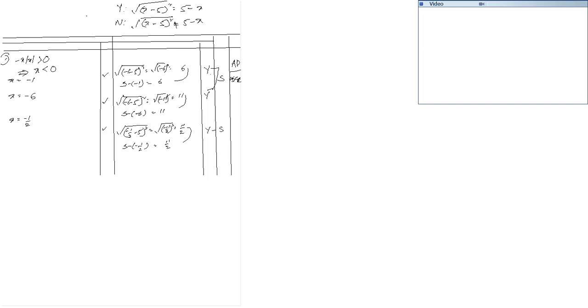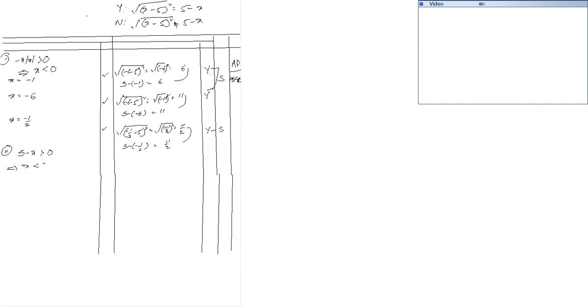Perfect. Now let's take a look at the second statement. What is the second statement saying? 5 minus x should be greater than 0, which means x can be any negative value and then 0, 1, 2, 3, 4. 5 minus x is greater than 0 means x is less than 5.